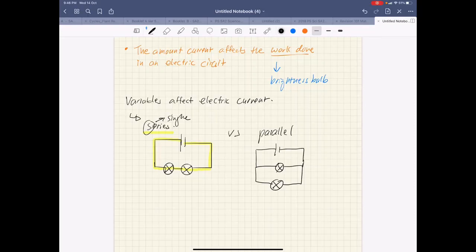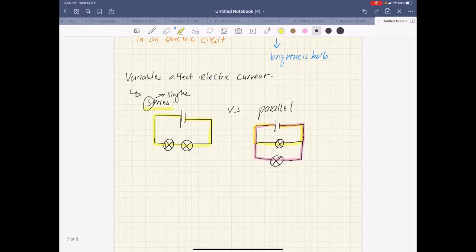Parallel, on the other hand, is not. If you take a look at it, there are actually two pathways. I can travel from here to here, that's the first pathway. I can also travel this way. So there are two pathways in this case, and we say that this is a parallel circuit. Now that you've got a quick intro, I can jump into the variables affecting electric current. Let's talk about the number of batteries, number one.